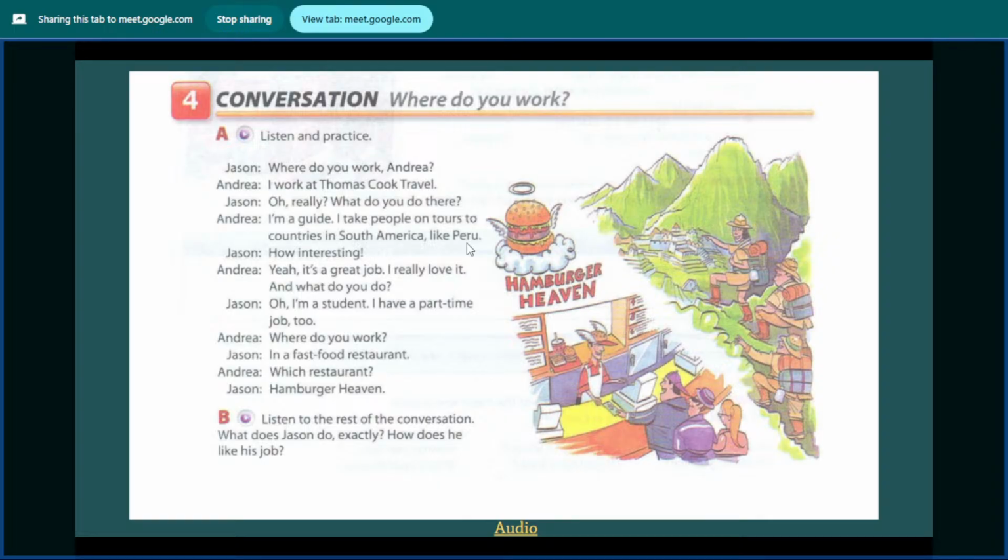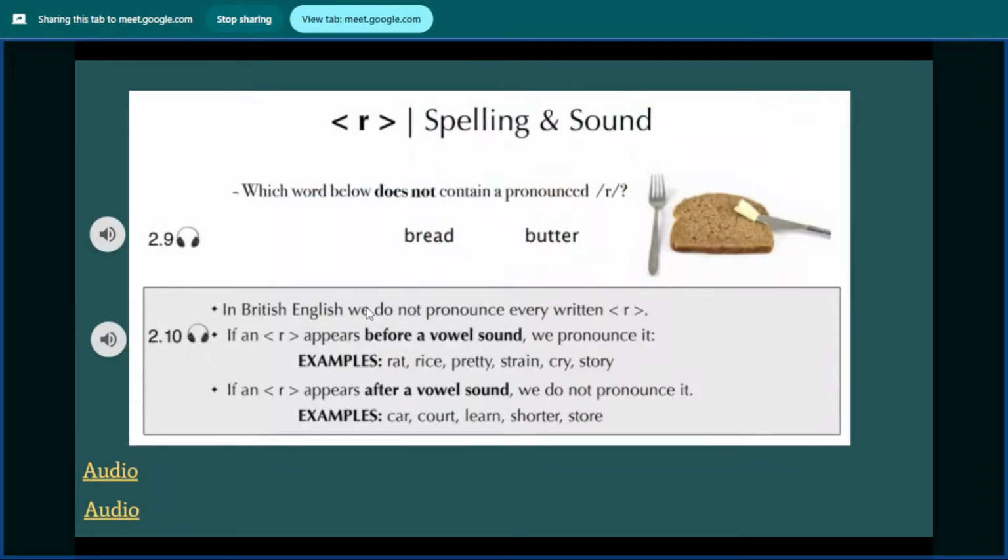Understood? Now first, let us listen to these sounds over here. And then we'll listen to the same conversation.